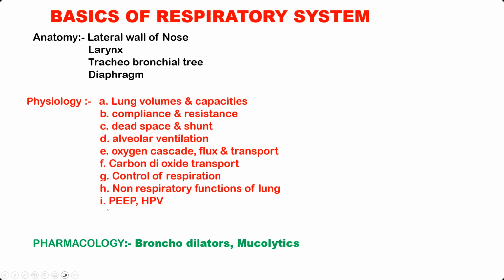And we'll also have to learn about positive end expiratory pressure, which is usually employed as a means of improving oxygenation and alveolar ventilation by exerting a pressure at the end of expiration, and which is incorporated in most of the ventilators. And the hypoxic pulmonary vasoconstriction reflex, HPV, is another important adaptation or protective phenomenon which happens to prevent the so-called shunting or venous admixture. So these are all the important subheadings of physiology we will be dealing with.